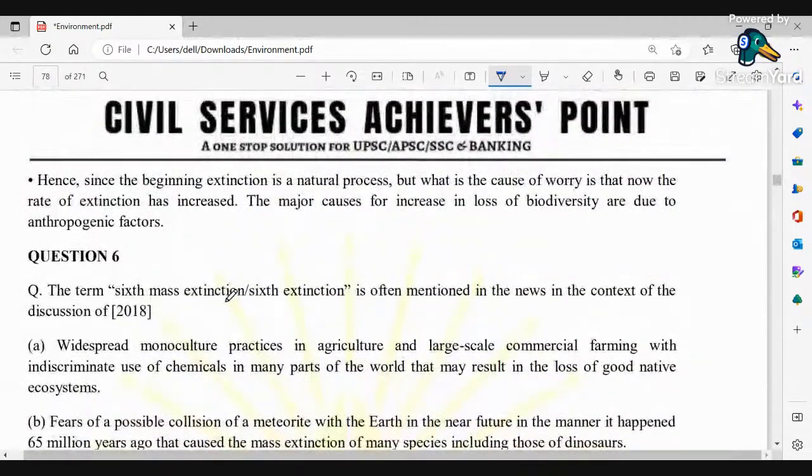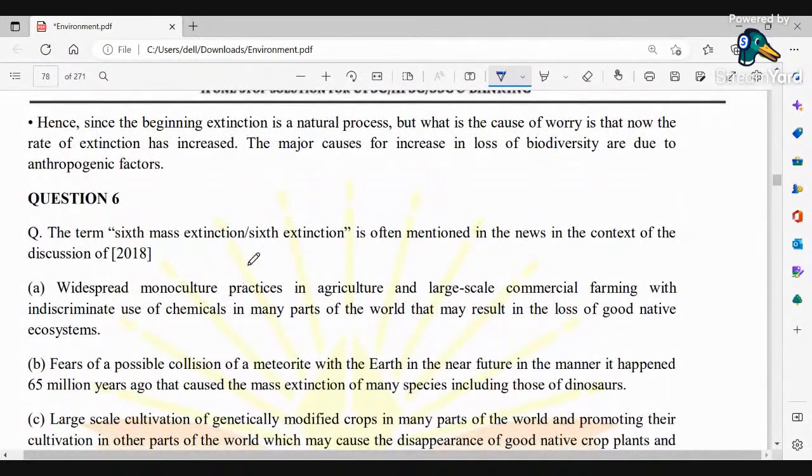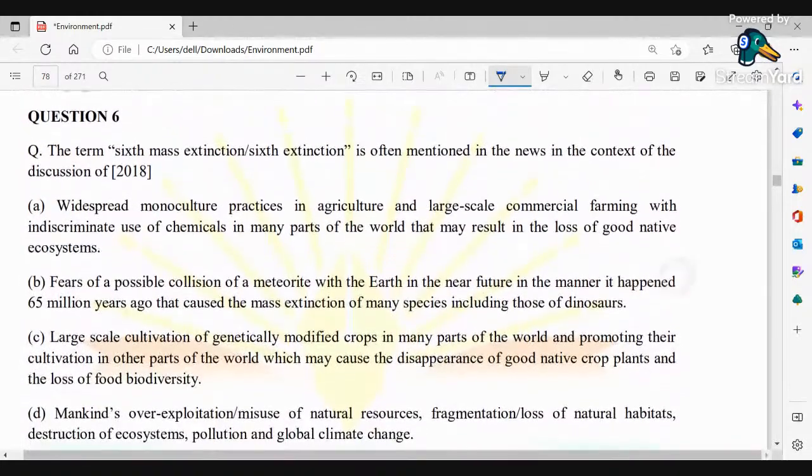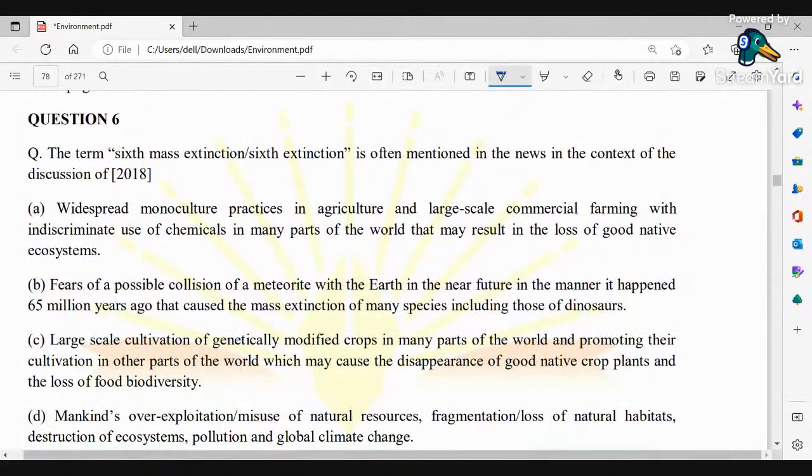Next, coming to question number 6. The term sixth mass extinction or sixth extinction is often mentioned in the news in the context of discussion of which of the following options. So here you have got these four options. Widespread monoculture practices in agriculture and large-scale commercial farming with indiscriminate use of chemicals in many parts of the world that may result in the loss of good native ecosystem.